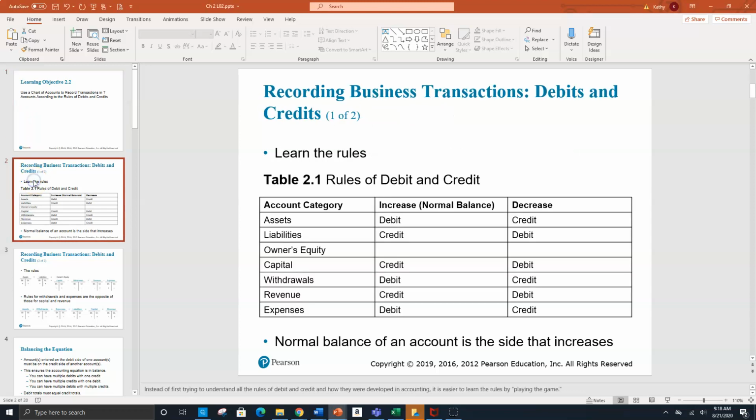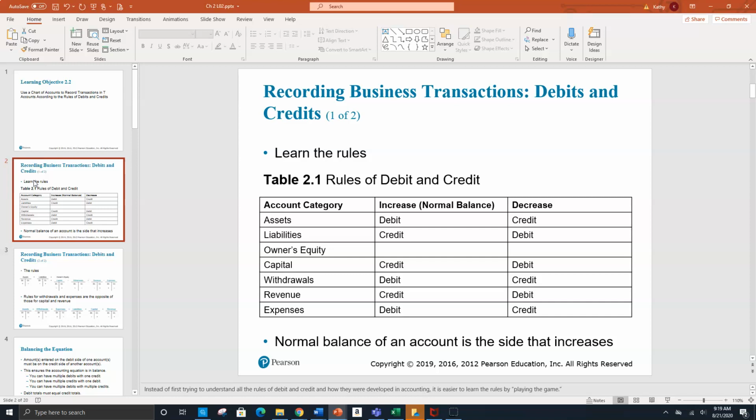So recording business transactions, debits, and credits. Learn the rules. You have to memorize these rules. And the next slide may be a better place to truly memorize these, but this is a nice table too. We talk about normal balance, which is the side of the equation where we are increasing an account. So for example, if we are getting cash in the door and we want to increase an asset, we will debit it. If we want to decrease an asset, cash, we would credit it.